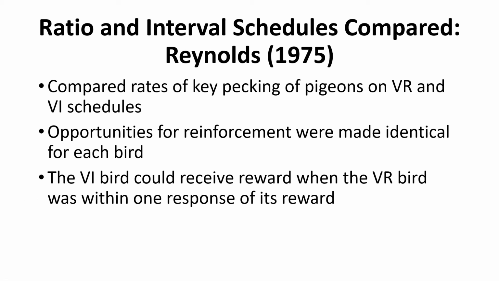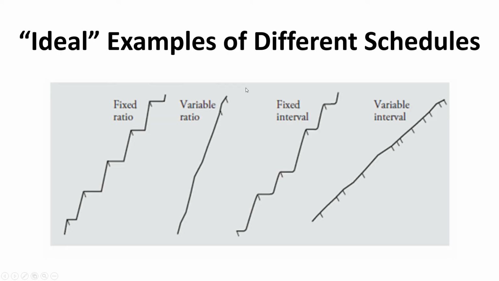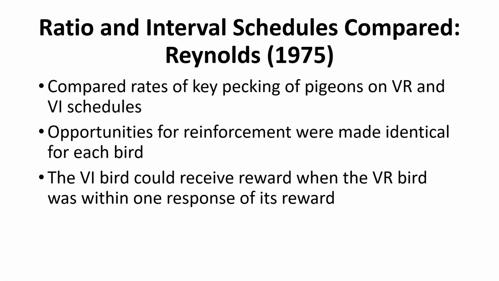All right, so this is a study by Reynolds back in 1975, and they wanted to compare ratio and interval schedules. So in both cases, they wanted to look at variable responding. So they have a variable ratio compared to a variable interval. Just as a reminder, there isn't a set amount. This one is a variable amount of responding, and this one is a variable amount of time.